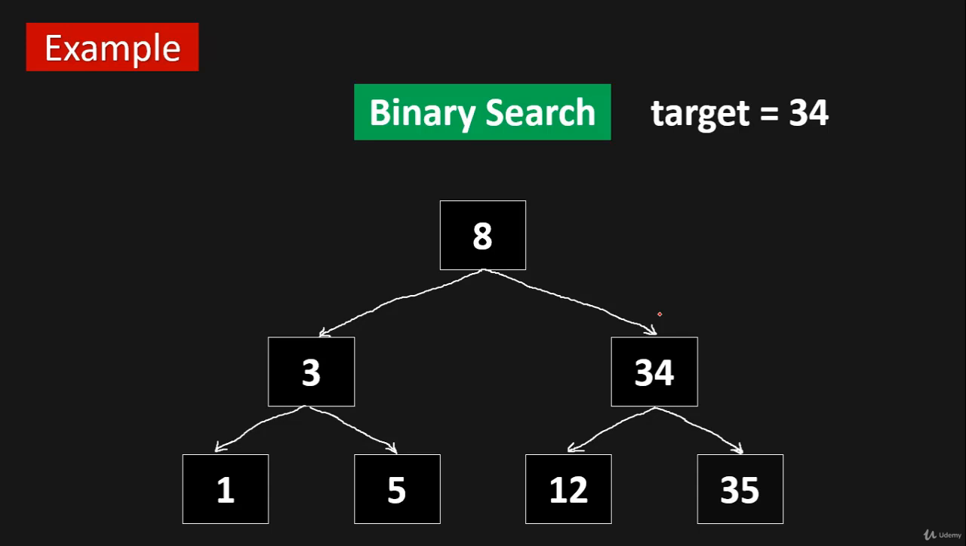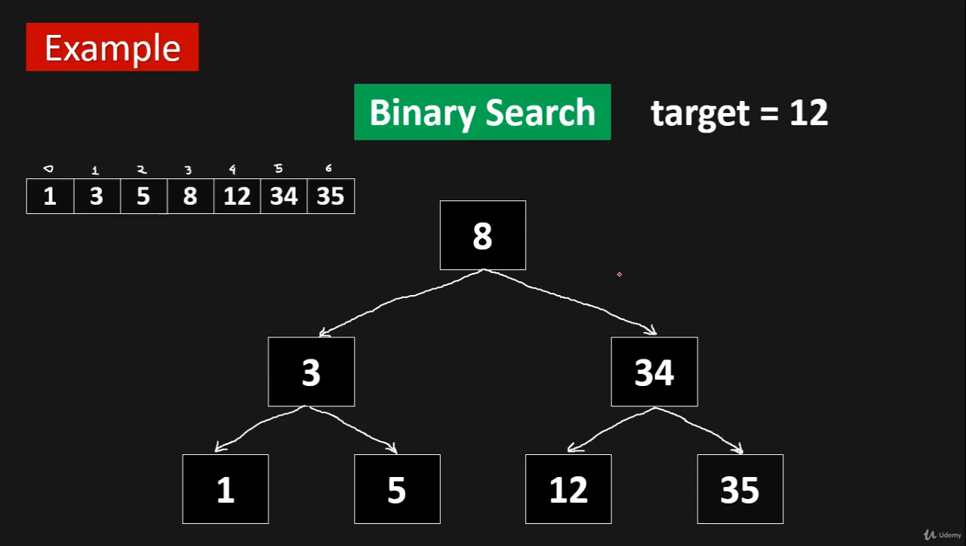Now how does this actually work? Let me ask you a question. How do you search a target value in a binary search tree? First, you check the value of the node against the target value. If the target value is greater than the value of the node, then we will go to the right subtree. If the target is less than the value of the node, then we'll move to the left subtree. And we keep doing that process until we find our target value.